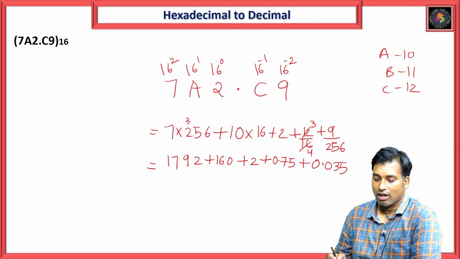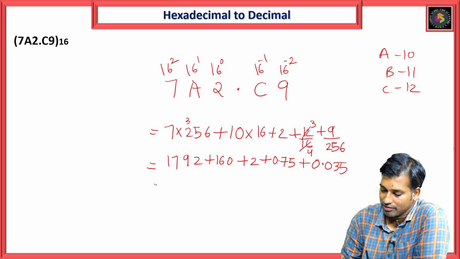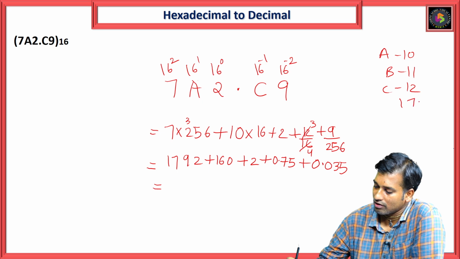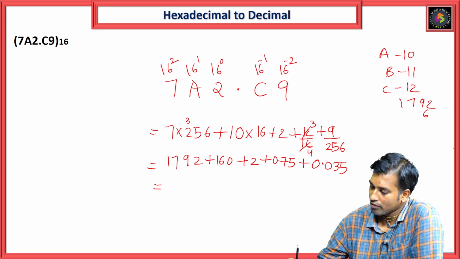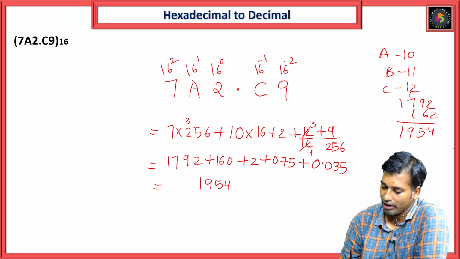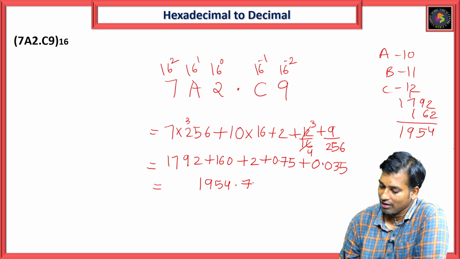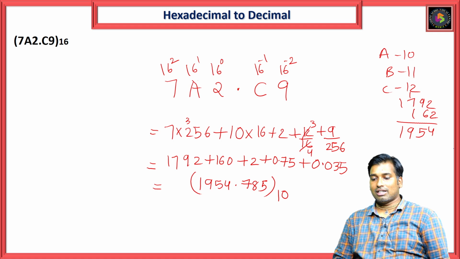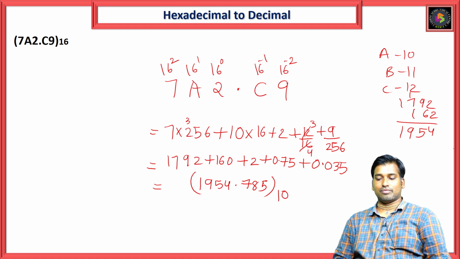So this is how we can further add all these things. We'll get 162, 1792, so this is nothing but 1954.785 base 10. This is how we convert the hexadecimal number to the decimal number system.